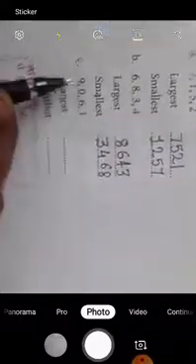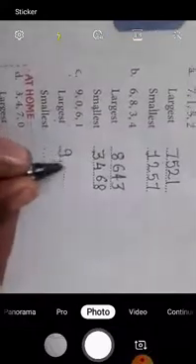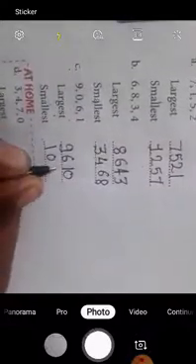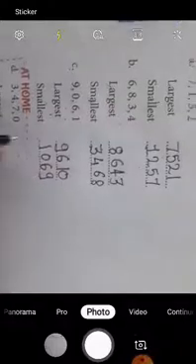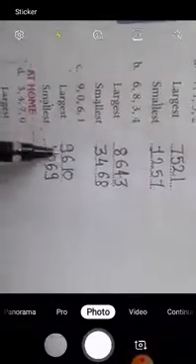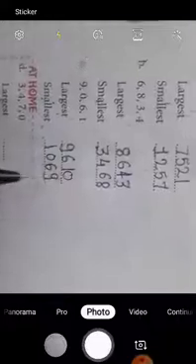And the last one: the given digits are 9, 0, 6 and 1. The largest number is 9610, and the smallest number is 1069. The smallest four-digit number is 1069, and the largest four-digit number is 9610.